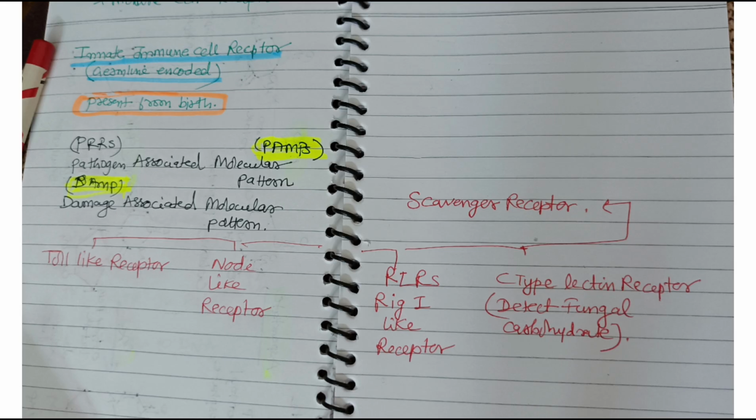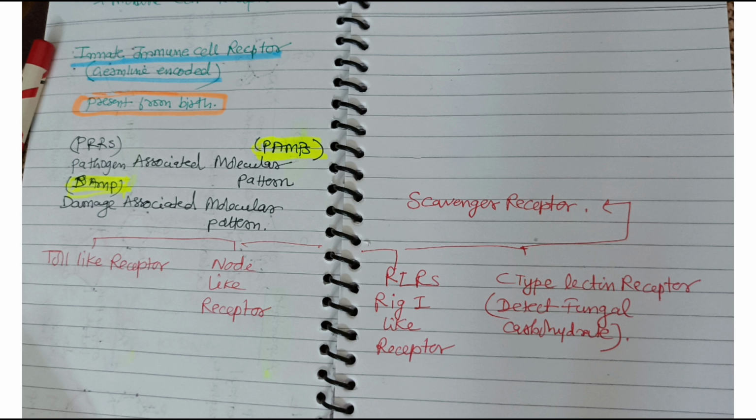So, note down the table, make a flow chart of the innate immune cell receptors. First we write the pattern recognition receptor, that is the PRR, which recognizes pathogen-associated molecular patterns, that is PAMPs, and damage-associated molecular patterns, that is DAMPs. Then there are the various types: toll-like receptor, NOD-like receptor, RIG-I-like receptor, C-type lectin receptor, and scavenger receptor. We have noted down the toll-like receptor, used to detect bacterial LPS, viral RNA, etc. So it detects gram-negative bacteria.